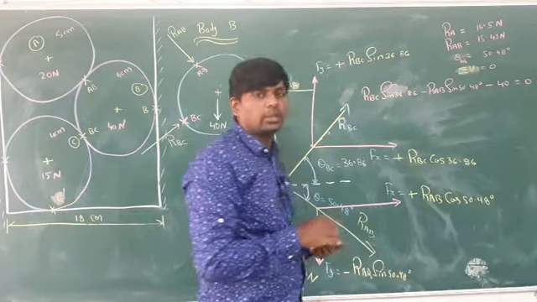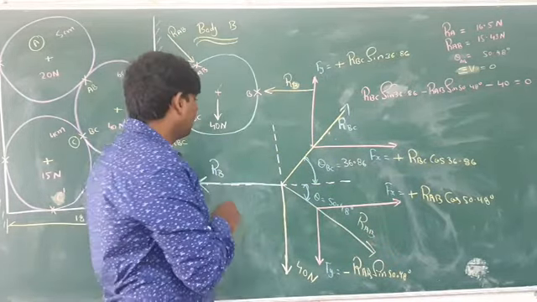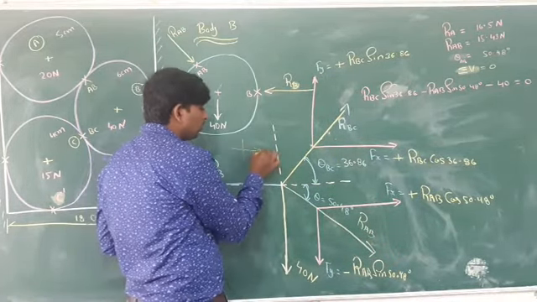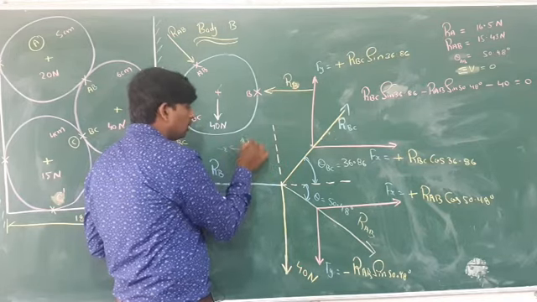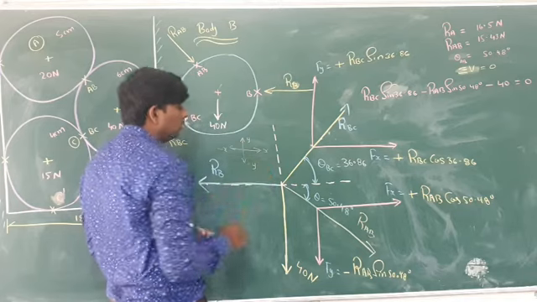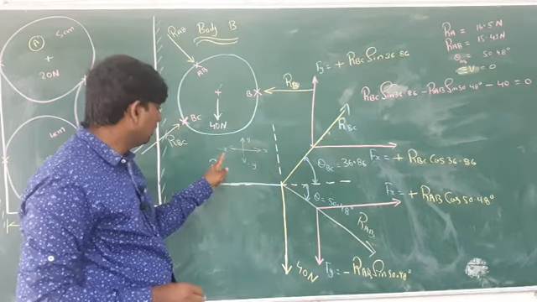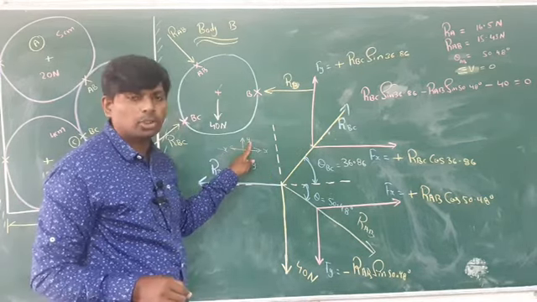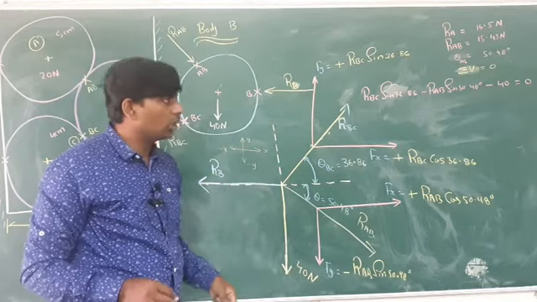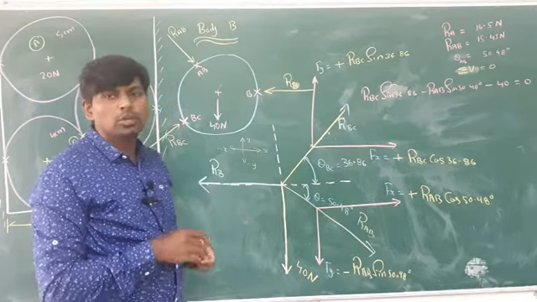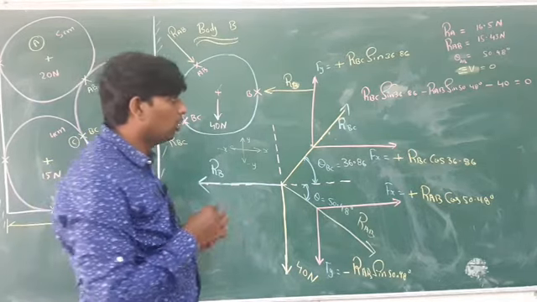Why did I consider it as minus 40? Because as you can see here, this one is the positive x, this one is the negative x, this one is the positive y, this one is the negative y. That's why I consider this as minus 40 here. In that I know the value of RAB. So let's substitute the value of RAB.